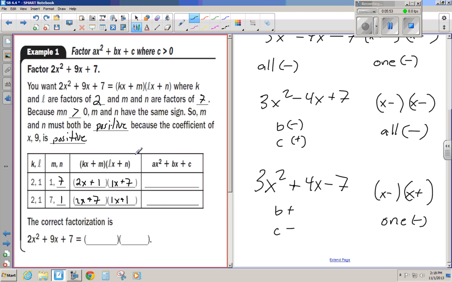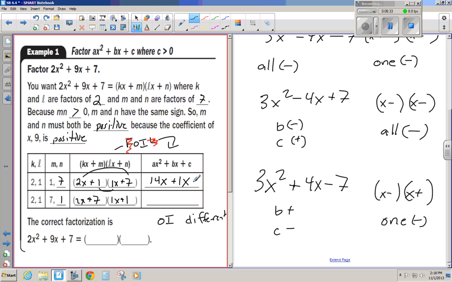Now, you might not think it makes a difference, but what it does, and I'm going to go through some of my steps here, is that when you try to FOIL, your O and I end up being different. So let's just do the OI part. Forget about the F and the L. Just do the OI. So the outside stuff is 14x, and the inside stuff is 1x.